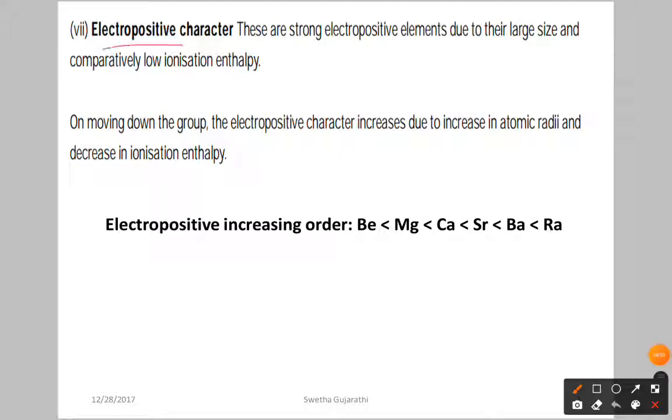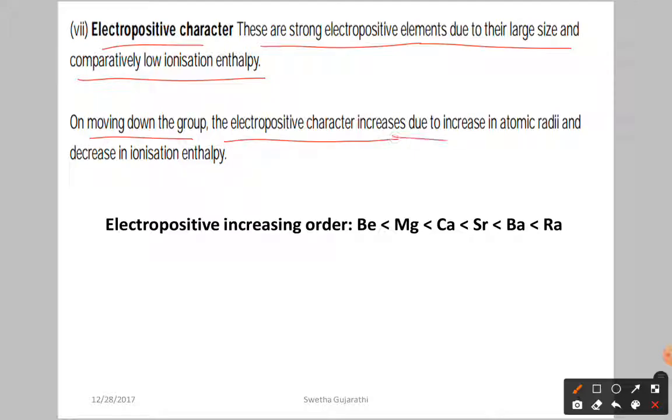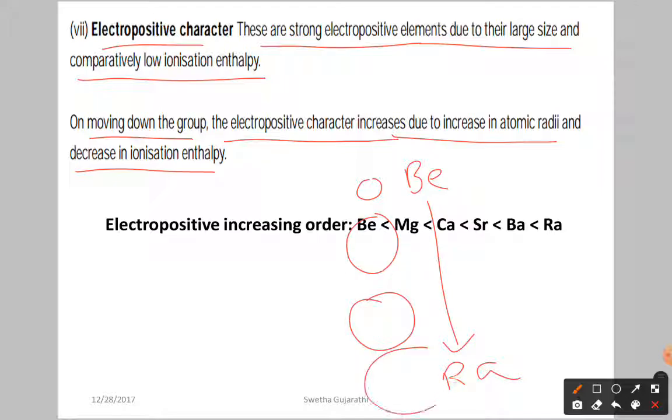Now electropositivity character: these are strong electropositive elements due to large size and comparatively low ionization enthalpy. Moving down the group, the electropositivity character increases due to increase in atomic radii and decrease in ionization enthalpy. As you know very well, from beryllium to radium the atomic size increases. Once size increases, ionization enthalpy decreases, so they can easily lose the electron. So from beryllium to radium, electropositive nature increases.